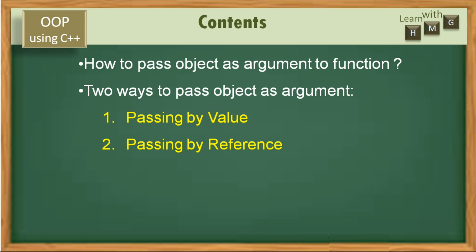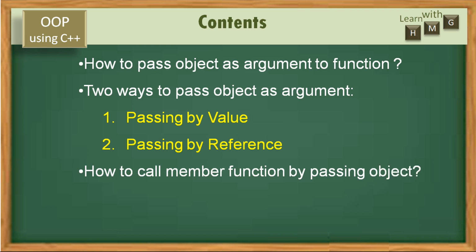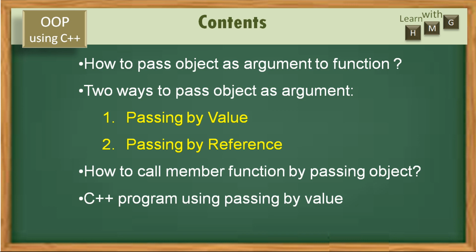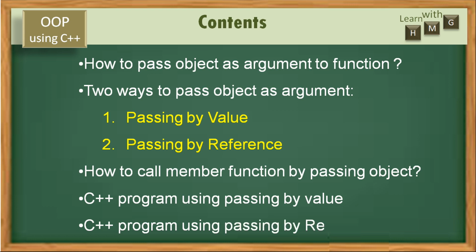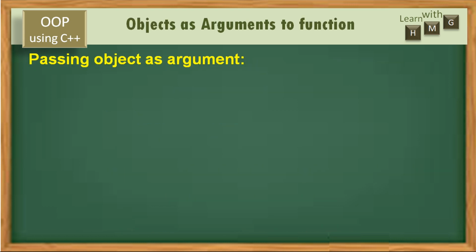There are two ways to pass object as argument, so we will learn how to pass object by value and how to pass object by reference. How to call such member function by passing object, and some sample C++ programs using passing by value and using passing by reference.